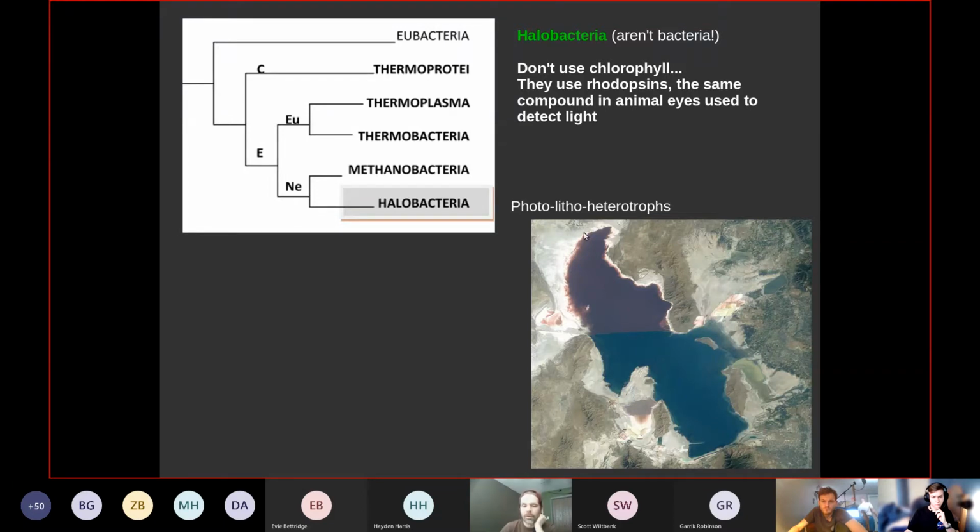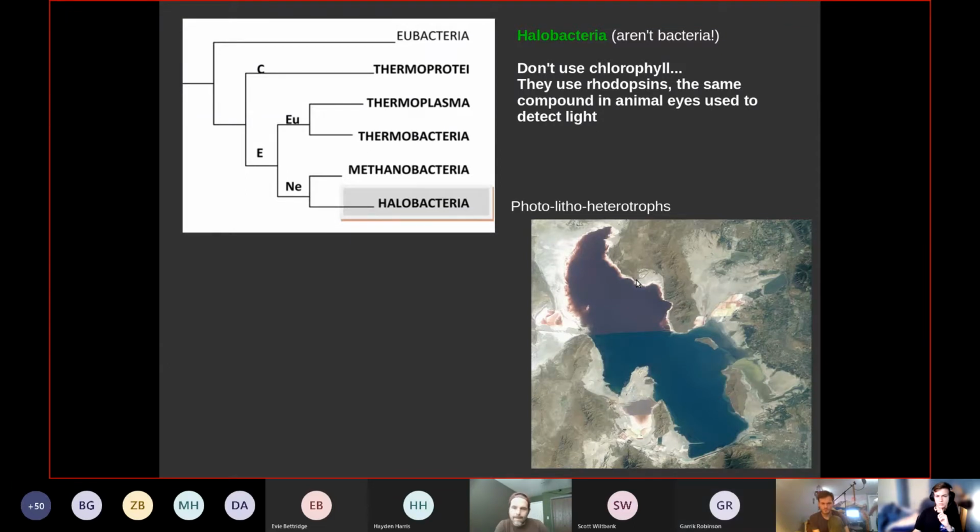And so the northern half of Great Salt Lake is ultra salty, like way saltier than the southern half, and these things are just thriving up there. They're called halobacteria, which is unfortunate because they're not bacteria, they are archaea. They were named before we knew that. So these are archaea living up here doing their photolitho heterotrophy, and that pink pigment is them absorbing sunlight for energy.